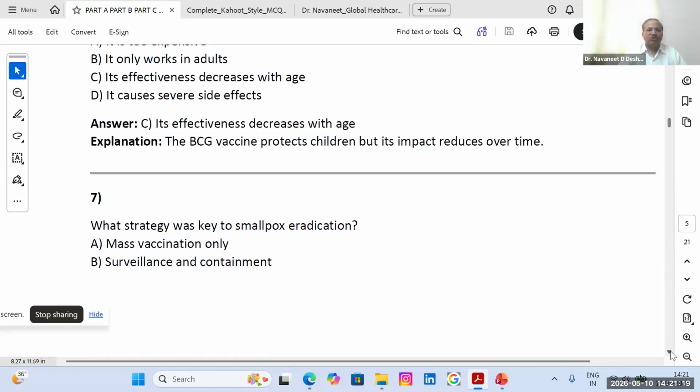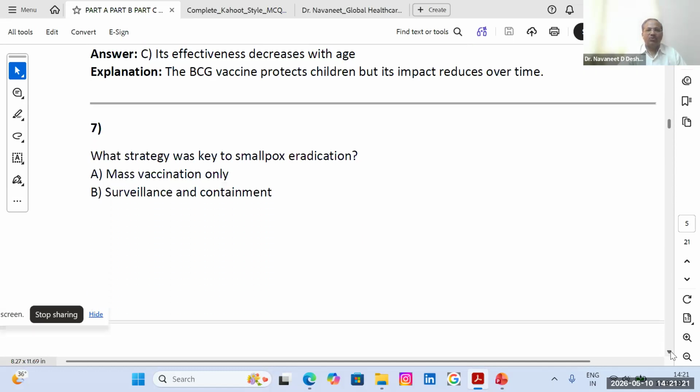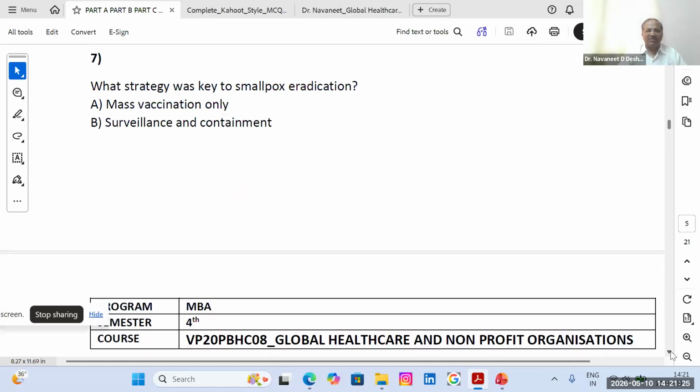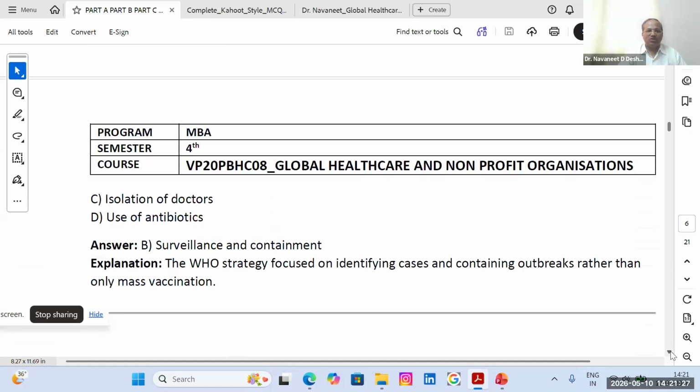The next question is, what strategy was key to smallpox eradication? A, mass vaccination only. B, surveillance and containment. C, isolation of doctors. And D, use of antibiotics. The correct answer is B, surveillance and containment. The WHO strategy focused on identifying the cases and containing the outbreaks rather than only mass vaccination.